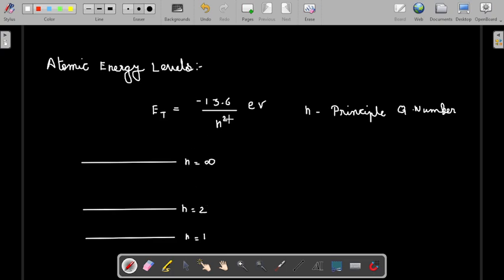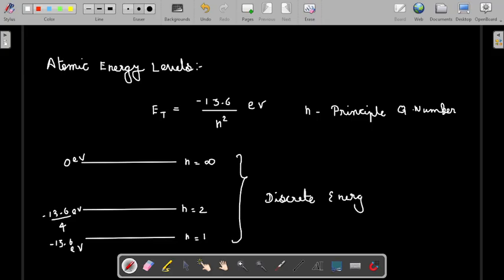When we substitute infinity here, the energy will be 0 eV. When n is equal to 1, the energy level will be minus 13.6 eV. When n is equal to 2, the energy level will be minus 13.6 divided by 4, that is 2 square, eV. This is how the energy at each level is presented. So these are discrete energy levels, and that is another important key thing we need to remember.